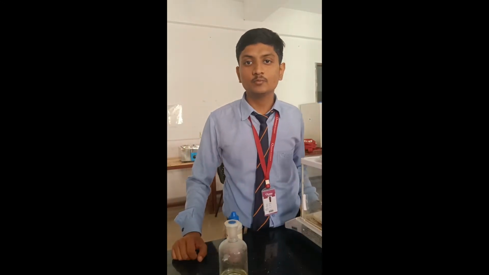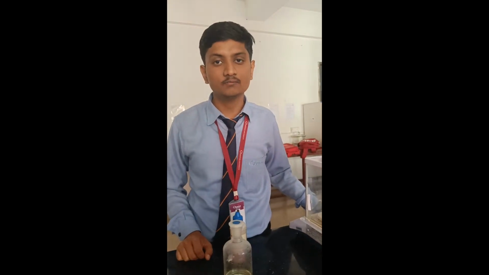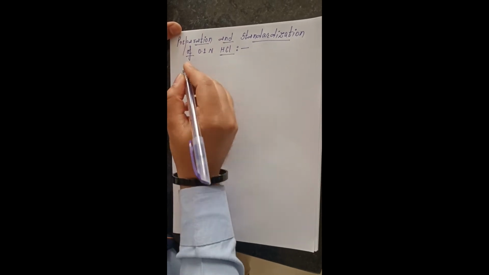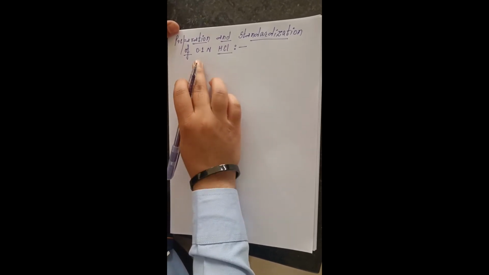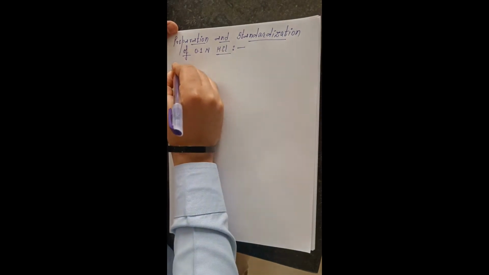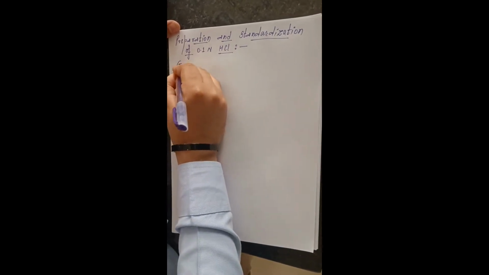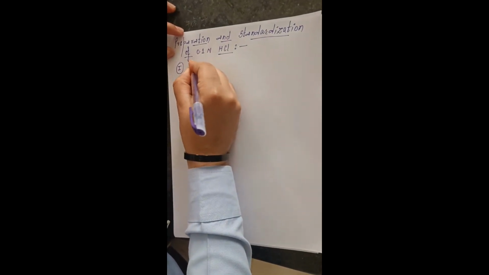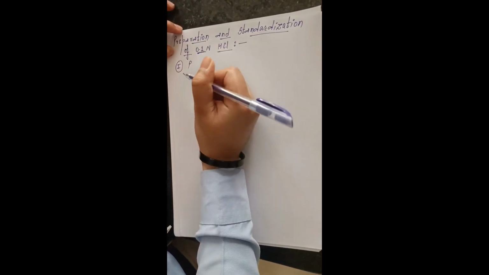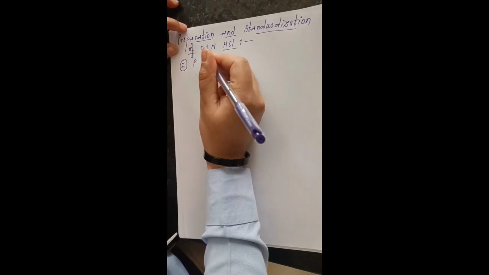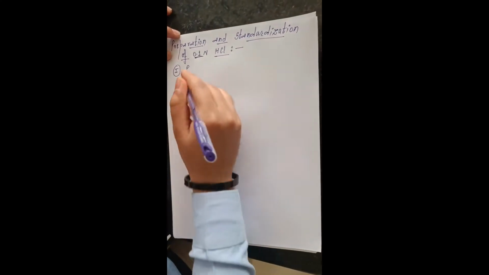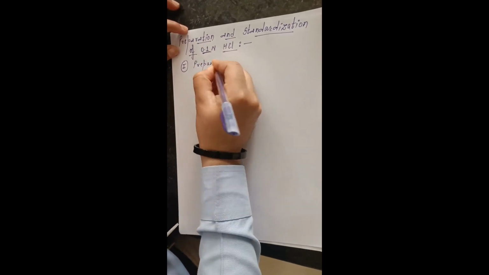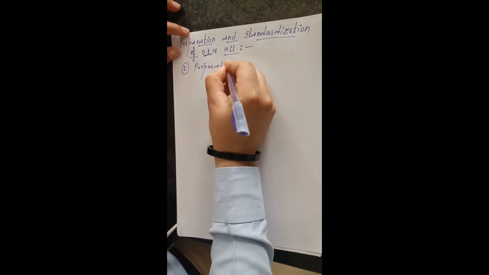Now let's move towards the calculation part, how we will prepare our reagents for this particular titration. First we will prepare our primary standard. We are considering the standardization of 0.1 normal HCl by using our primary standard, that is sodium carbonate. So first we will prepare our primary standard.